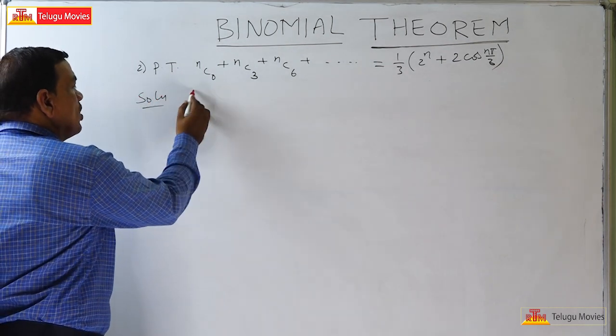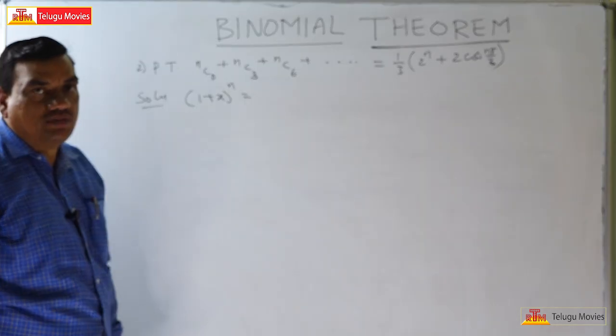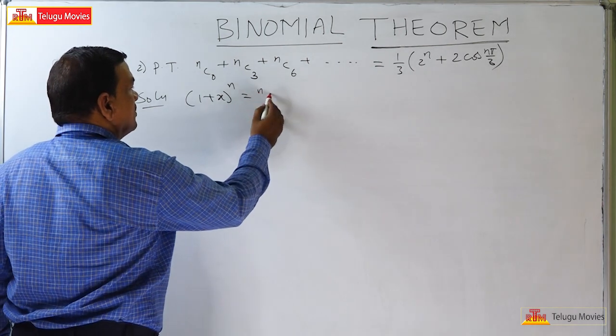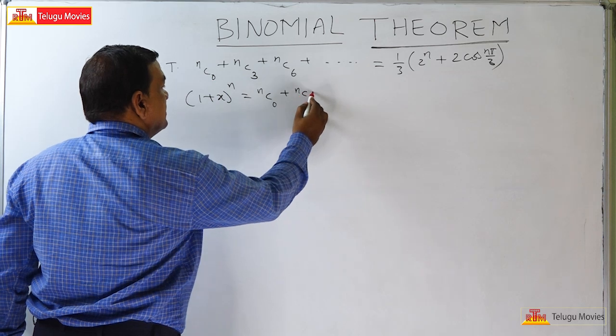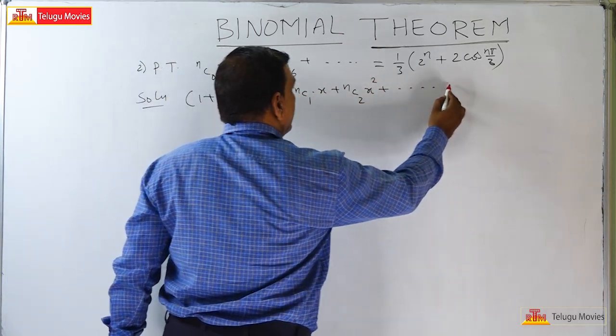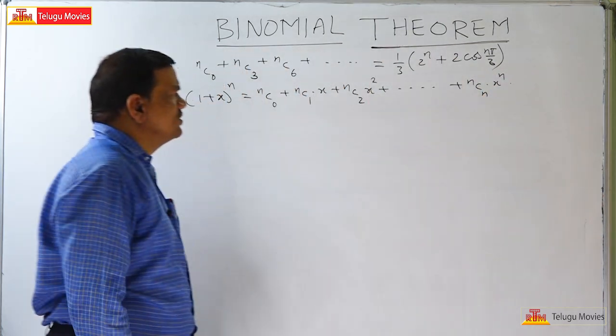So, to do this problem, as usual, take (1 plus x) whole to the power of n expansion. So, what is the expansion? nC0 plus nC1 into x plus nC2 into x square plus, and so on, nCn into x to the power of n. So, that is clear.